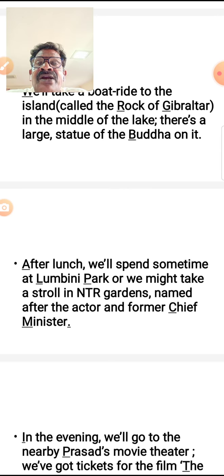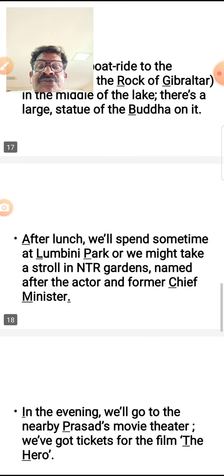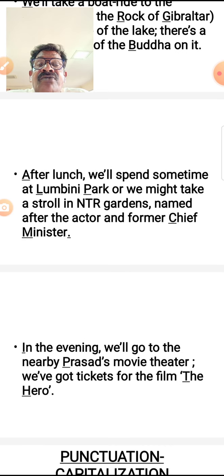It is a geographical area situated in Hyderabad. So that is why NTR, all three letters are being written in capital forms, named after the actor and former chief minister. This is once again a designation. So that is why C is being underlined. Minister, M is also being underlined.